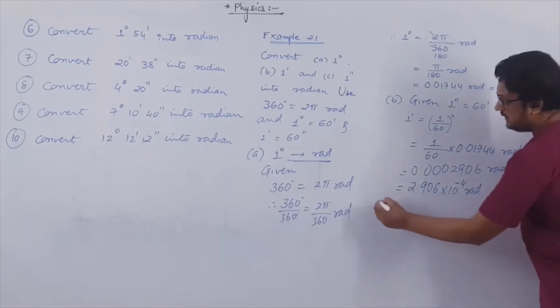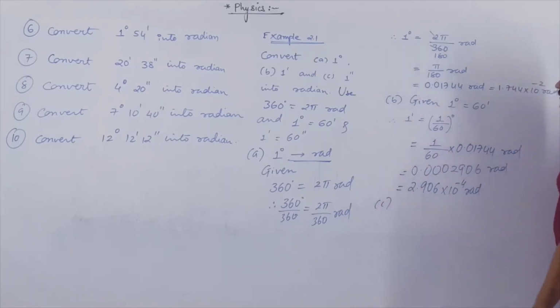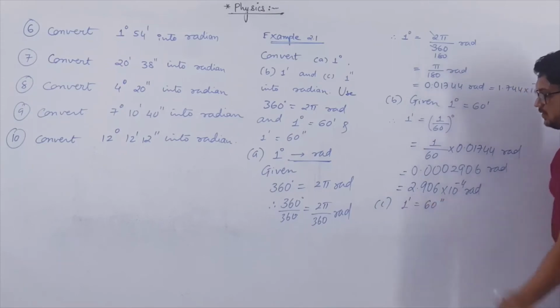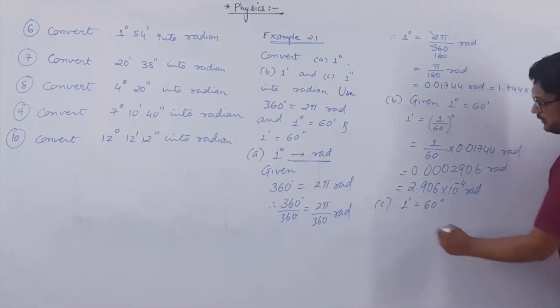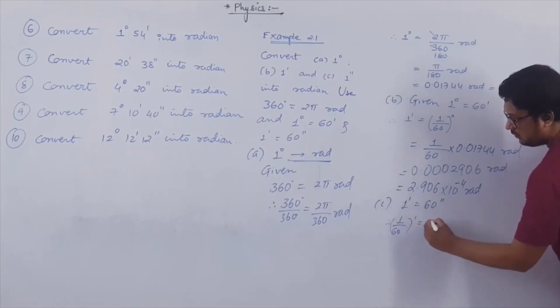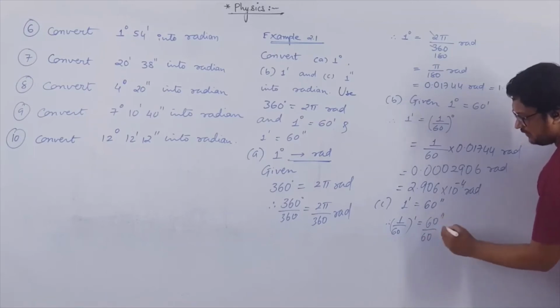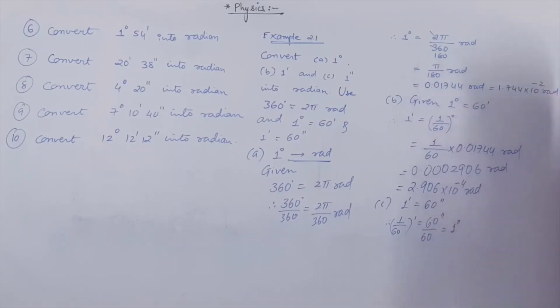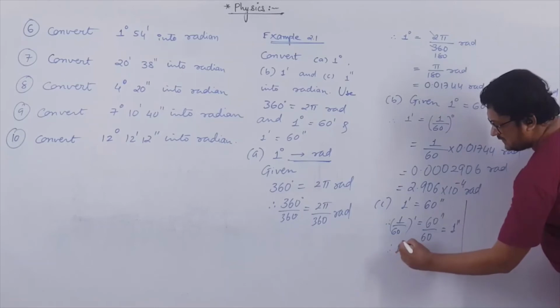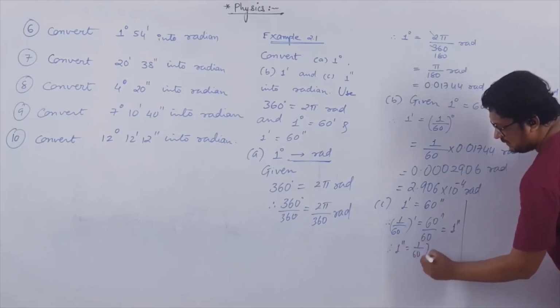Now in the third case, we have to convert 1 second into radian. The given condition is 1 minute equal to 60 seconds. So if you divide by 60 on both the sides, you get 1 by 60 minute equal to 60 by 60, so we can cancel and you get 1 second. Therefore, 1 second will be equal to 1 by 60 minute.